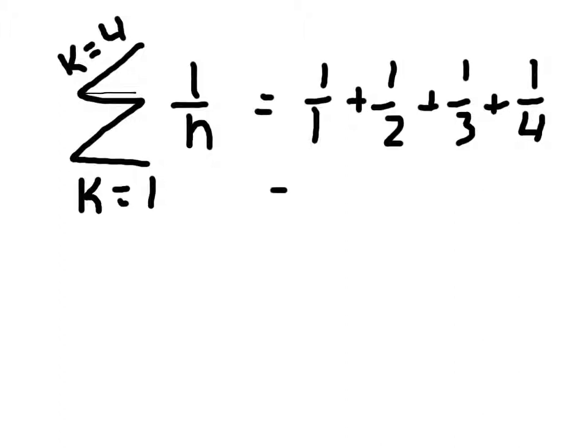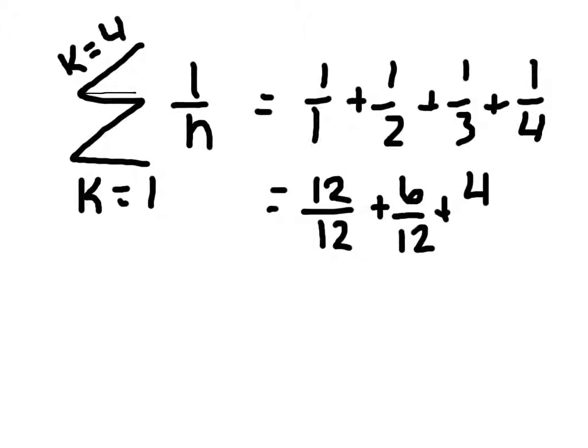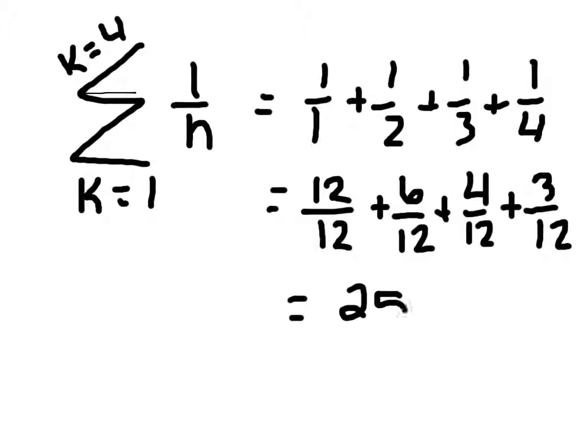So for this problem, I'd get 12ths to be a common denominator. So I have 12 over 12 plus 6 over 12 plus 4 over 12 plus 3 over 12, and that is 25 over 12. And 12 goes into 25 2 and 1/12 times.